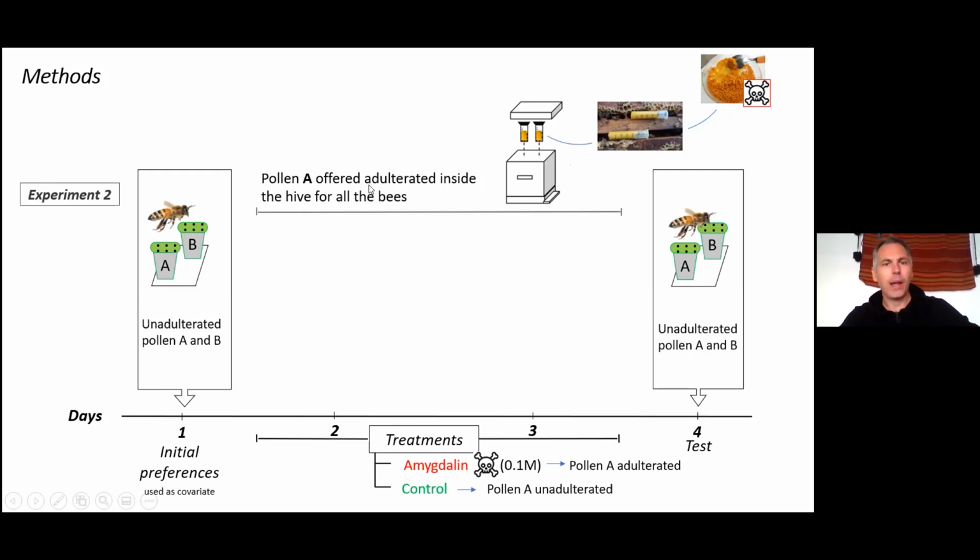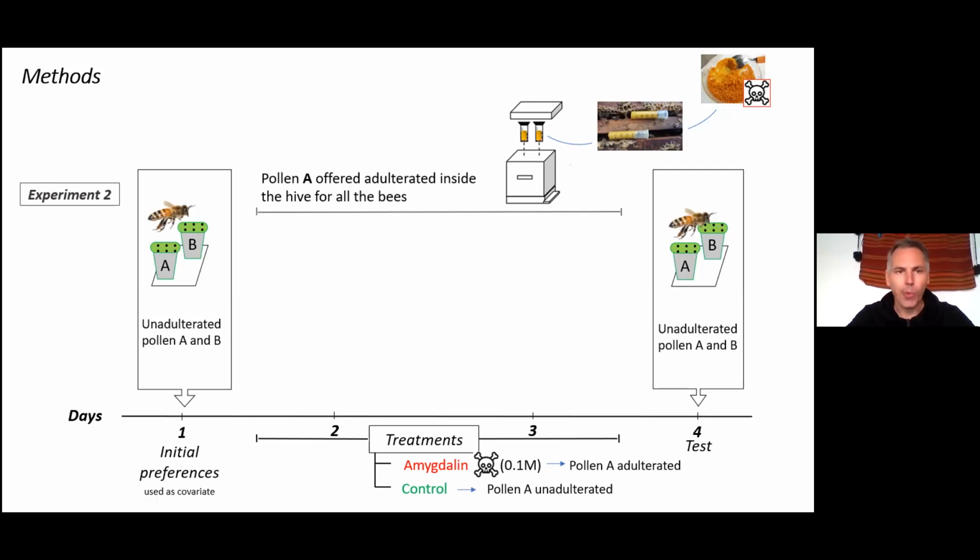So while we have the treatment in which pollen A was offered inside the hive adulterated with amygdalin, we have a control group in which pollen A was offered inside the hive without any addition. It means it was not adulterated.